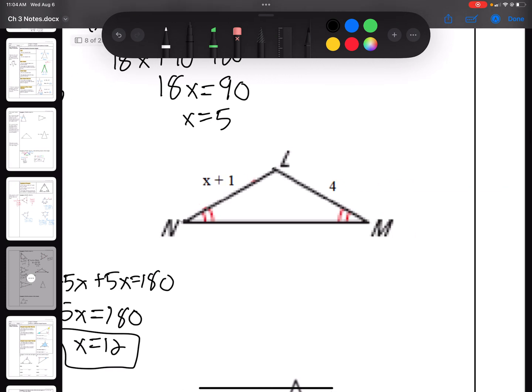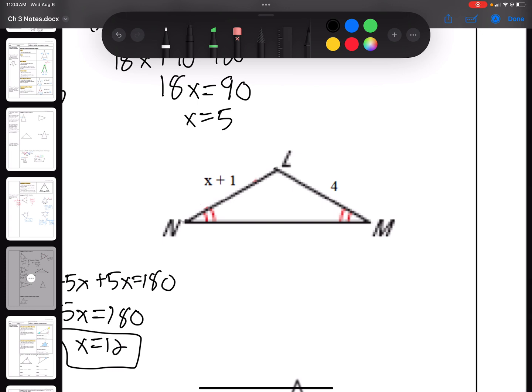Next diagram. This is isosceles again. How do I know? It's got two equal angles. If it's got two equal angles, then it has to have two equal sides. The equal sides will always be across from the equal angles, so the x plus 1 has to equal the 4 there. Subtract the 1, you get x equals 3.